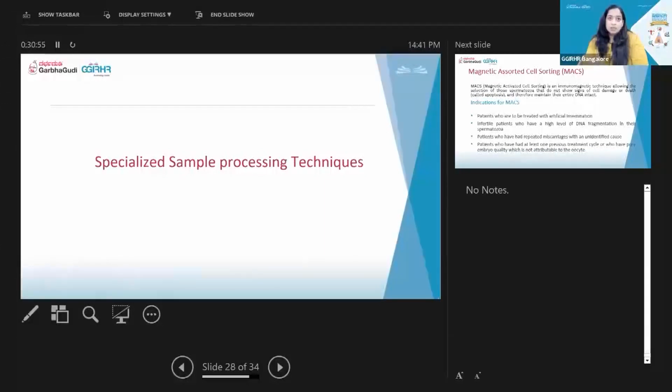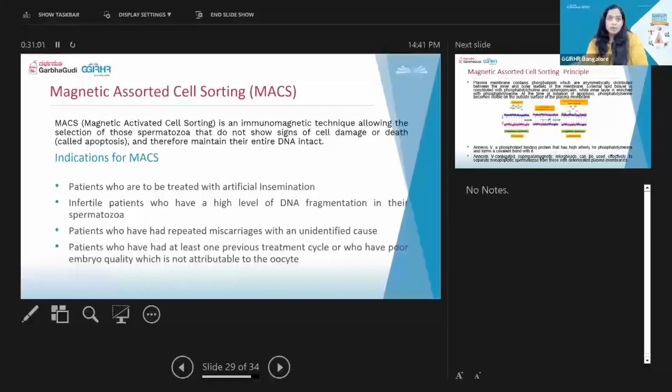There are 2 more techniques which I'll be explaining as specialized sperm processing techniques, which is the MACS. First one is magnetic activated cell sorting. It is an immunomagnetic technique which allows the selection of sperms that do not show signs of cell damage. That is, you are able to see the motility, morphology and all, but you are not able to see the DNA damage in a semen analysis. So in such cases, the MACS procedure is used to choose the sperms which have intact DNA, free from any DNA damage.